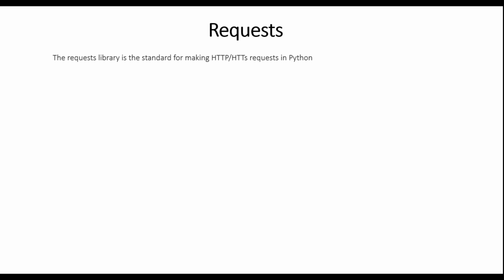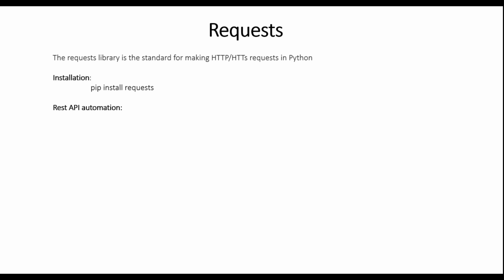The requests library is the standard for making HTTP and HTTPS requests in Python. This is one of the Python modules which helps to automate the REST API. It is very easy to install: just run the pip command to install requests. It will download the requests module and install it in your Python folder.